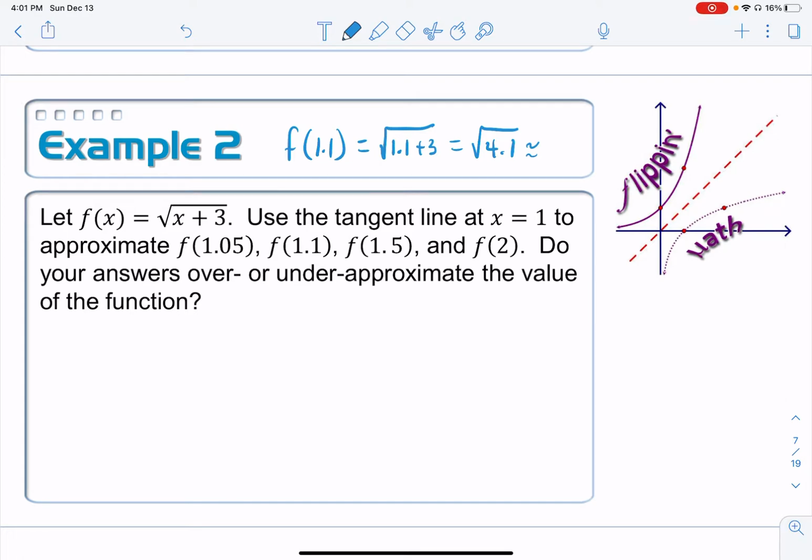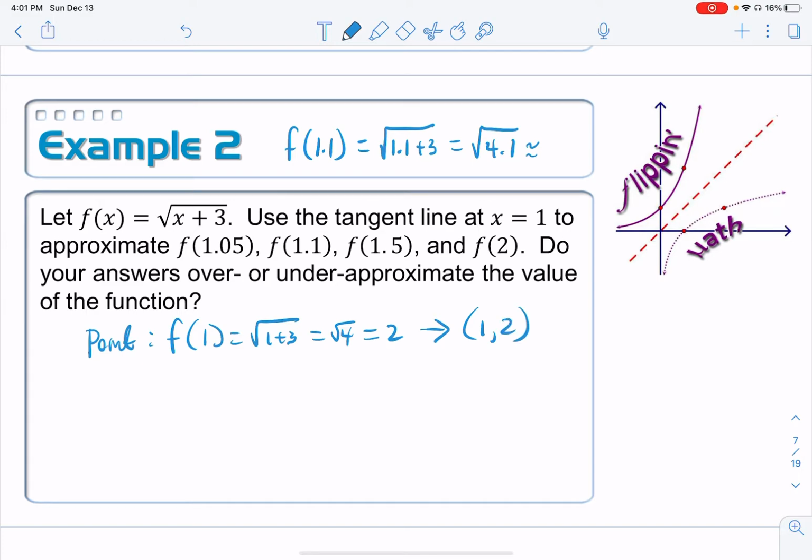All right, so we're going to start the whole thing by finding the equation of the tangent line. I need a point and I need a slope. Well, the point's pretty easy. So the point here, f of 1 is equal to the square root of 1 plus 3, the square root of 4. Hey, we were just talking about the square root of 4. It's equal to 2. So I have my point (1, 2).